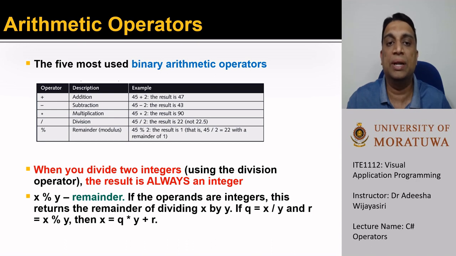The modulus operator, denoted by the percentage symbol, is used to compute the remainder. For integer operands x and y, x modulus y will return the remainder of dividing x by y. This can be expressed in mathematical terms as: if q equals x divided by y and r equals x modulus y, then x equals q times y plus r.